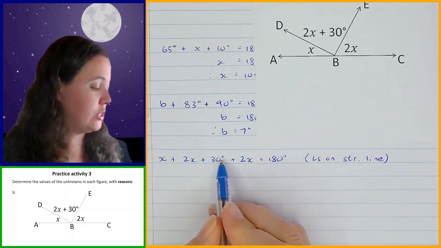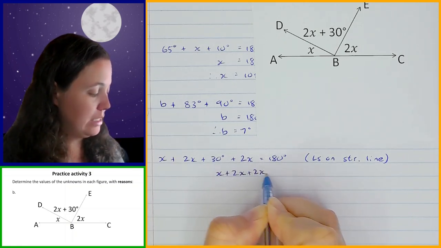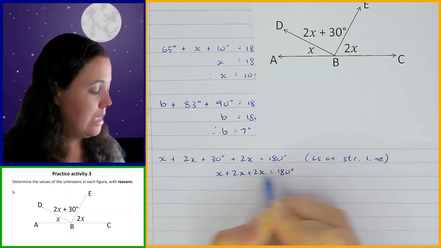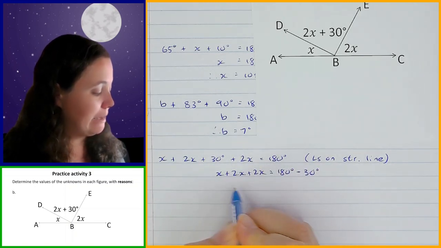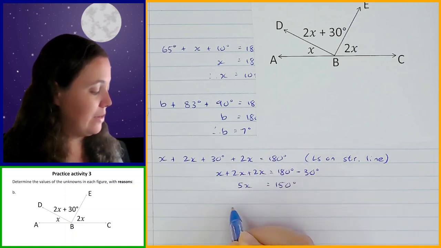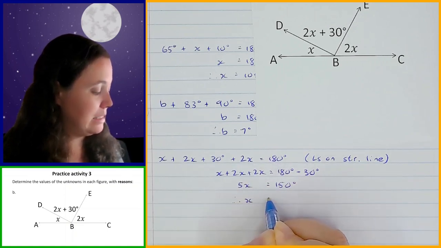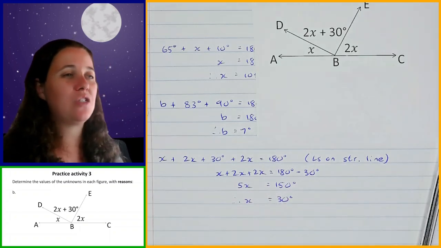I'm going to get rid of this 30 over here, so I'm going to have x plus 2x plus 2x equals 180 degrees. Then I take that and I minus 30 degrees on both sides. And that gives me 5x equals 150 degrees. If I divide by 5 on both sides, that means x is equal to 30 degrees. So that's what you should have got for x in that example.